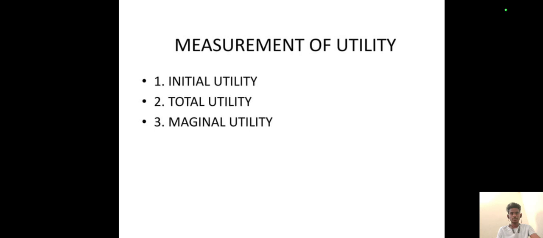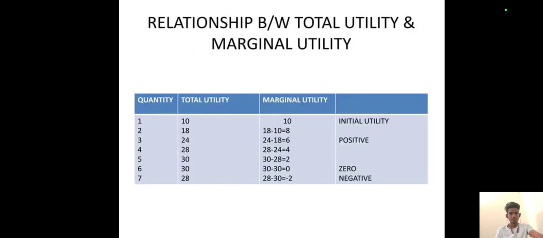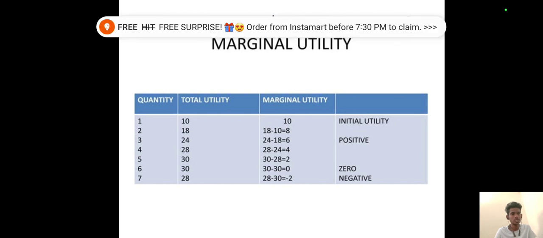Measures of utility: first is initial utility, total utility, and marginal utility. Relationship between total utility and marginal utility. The table contains the quantity, total utility, and marginal utility. For quantity 1, the total utility is 10 and the marginal utility is 10. For quantity 2, the total utility is 18 and the marginal utility varies from 10 to 18, that is 8.